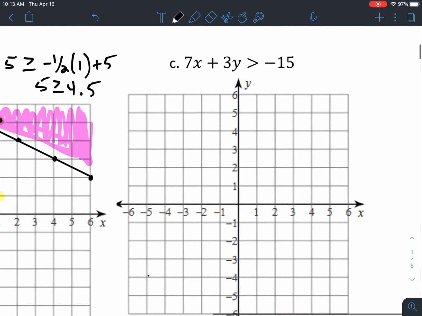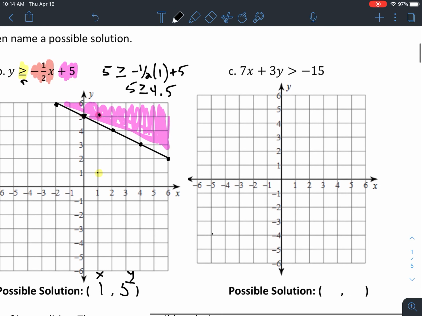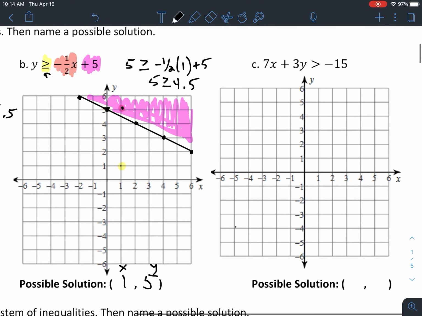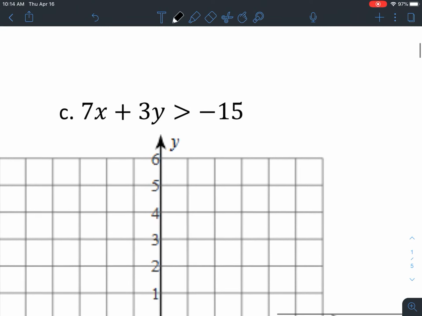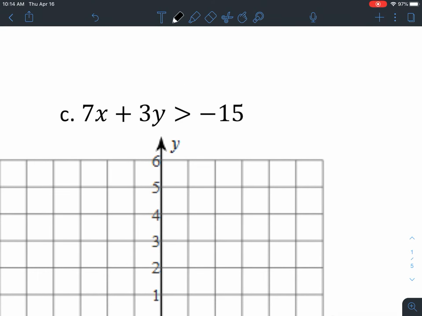Now, this one's a little more tricky because it is not the same as B or A, how it looks. It does not have y is greater than or equal to or y is less than or equal to or anything like that. This has 7x plus 3y is greater than negative 15. We have to do some math here. We have to move 7x to the other side, which now gives us, I'm going to write up top here, 3y is greater than negative 7x minus 15.